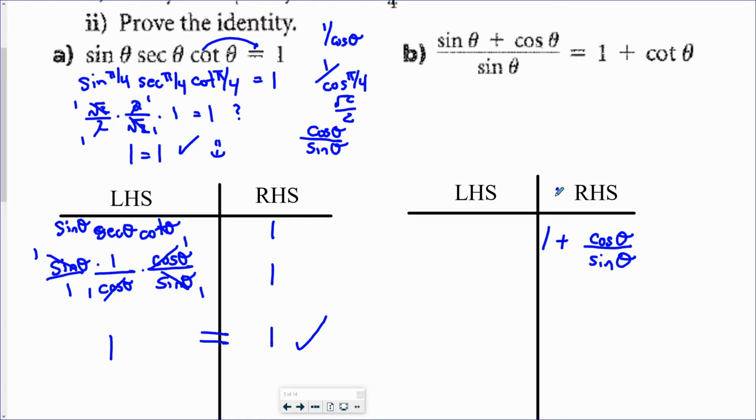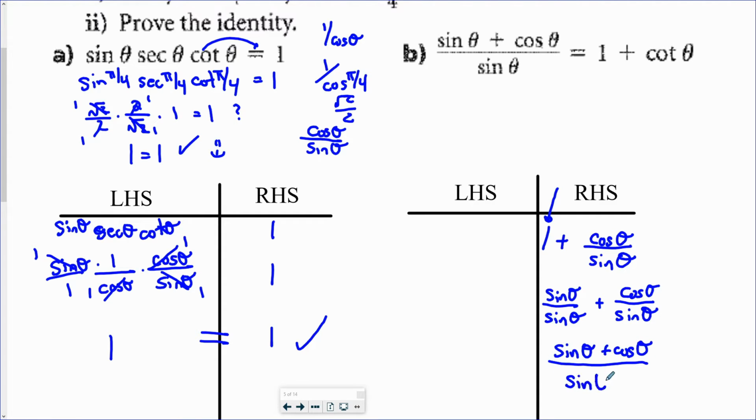And right now, this 1 is really stopping me. It's very different, right? I got this fraction, and then I got this 1. So I'm going to write 1 as sine theta over sine theta, as long as it's an equivalent form of 1. Now maybe I'll be able to do something on the right-hand side. I now have a common denominator, so I can write it all as 1 fraction. In the numerator, I got sine theta plus cos theta, and my denominator is sine theta. And lo and behold, that's exactly what I got on the left-hand side.